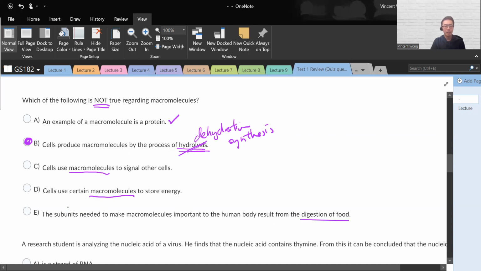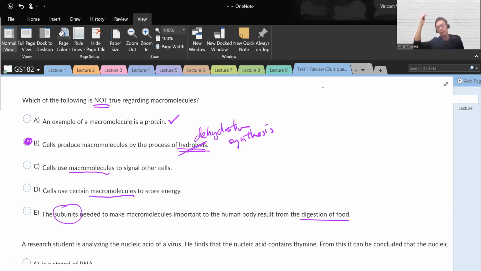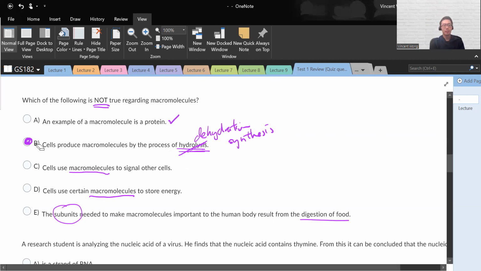How do we get all those subunits? How do we get those monomers? We get them from our food, right? Remember there's a diagram with the food, and then you break it down into monomers, and then you use anabolism to build them, right? So the one that's not true is B.